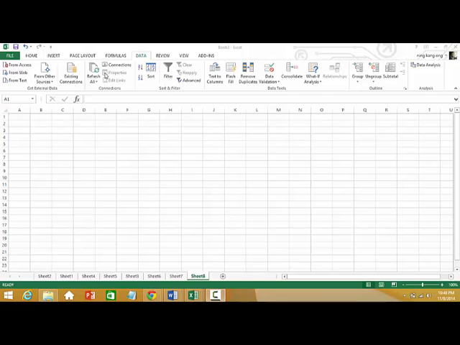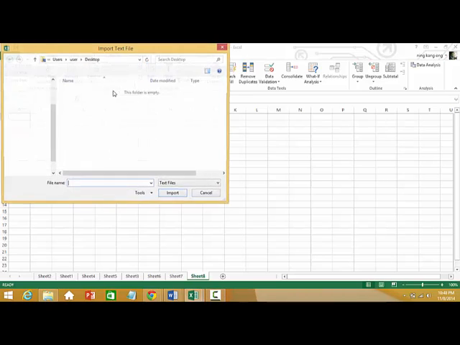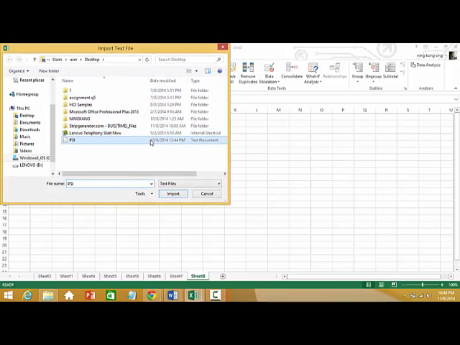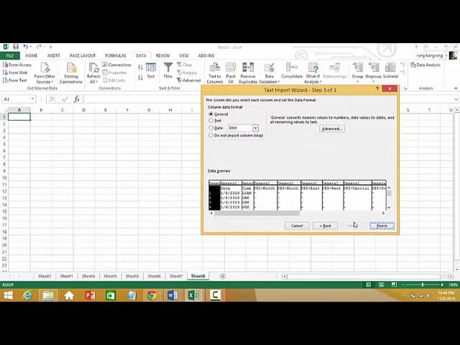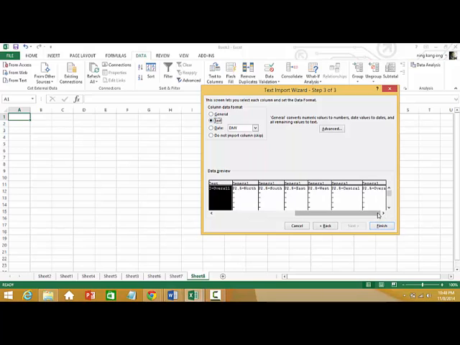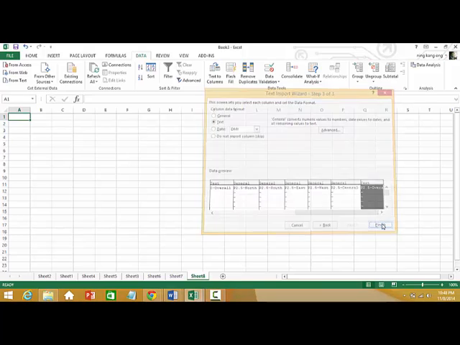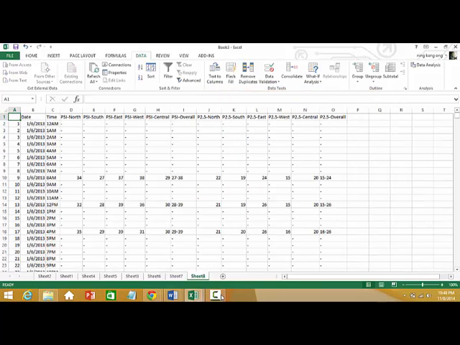So firstly I have to import the data into Excel. I click From Text, import the PSI readings over, and just click Next. However, for this part you have to change the format of the overall PSI reading from General to Text. And click Finish. It will show all the values that you want.